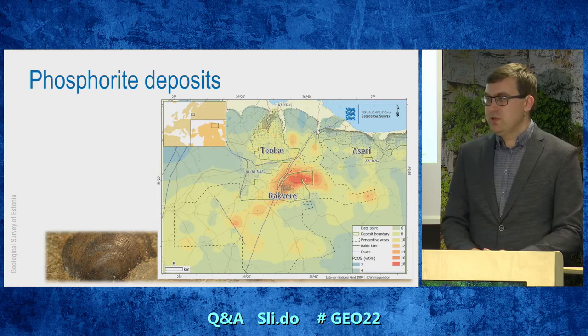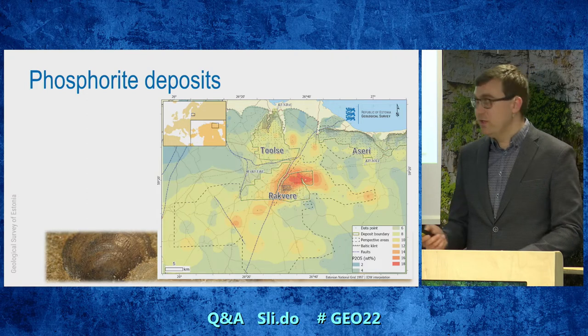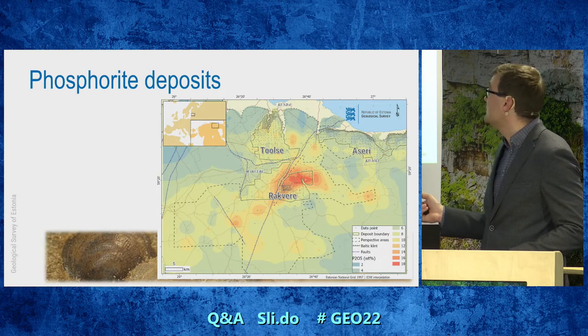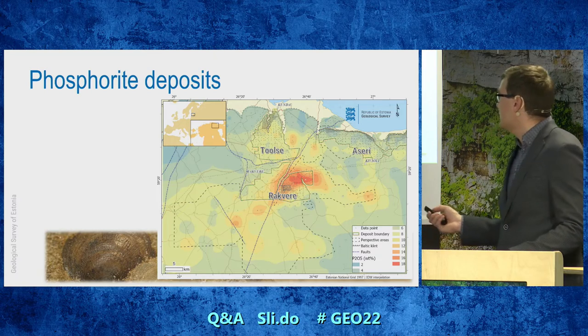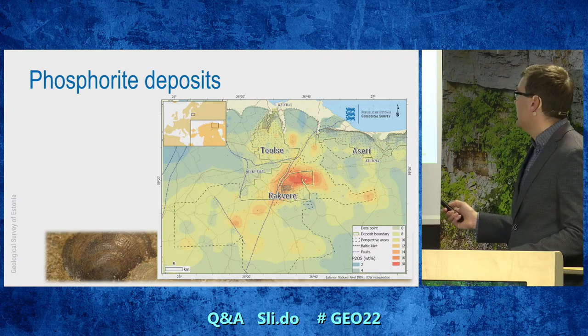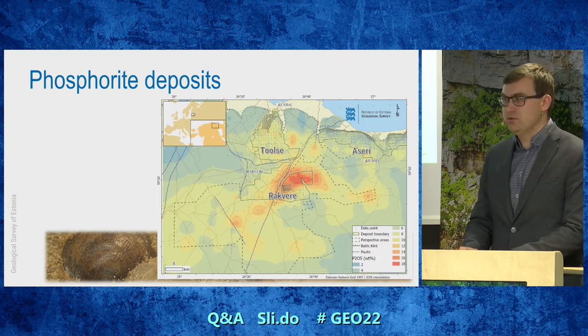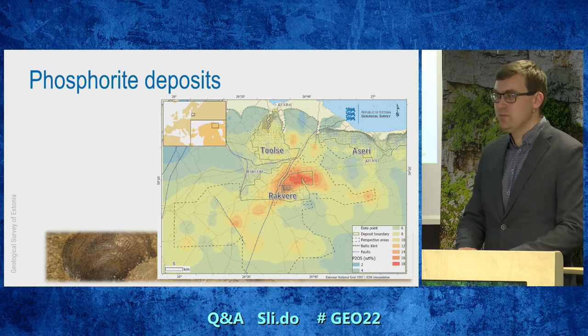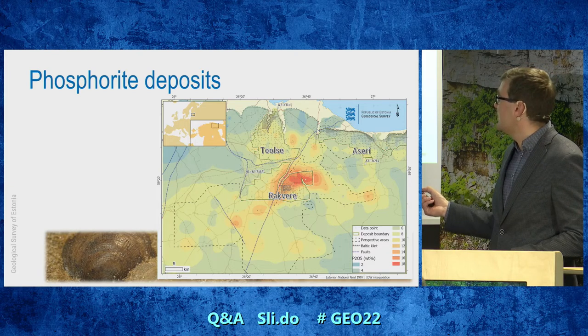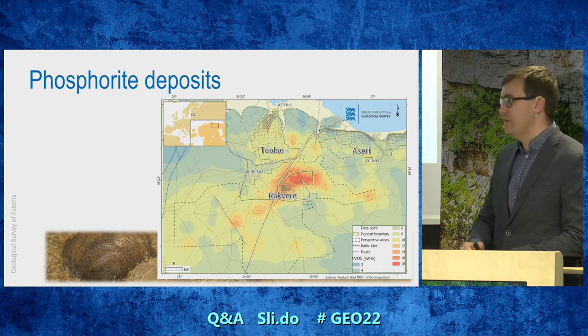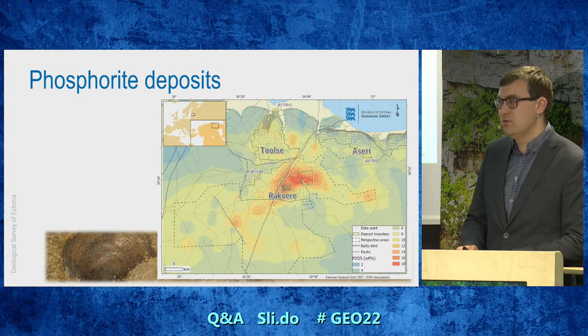Now the phosphorite deposits. They are located in northeast Estonia. We have three main deposits: Aseri, Toolse, and Rakvere. As you can see on this map, the highest grades are in the Rakvere deposit, where they can reach values like sub 20% of phosphorus oxide. In the Toolse area, the average grades are around 10% P2O5.